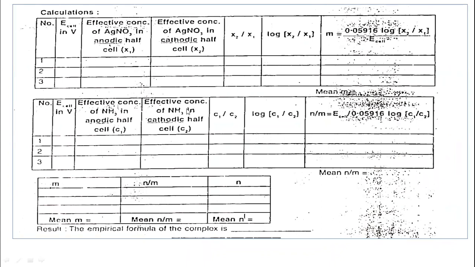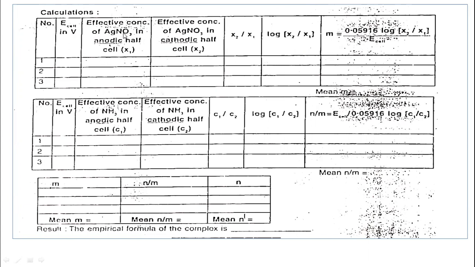So the observation table for set 1 will be this. Calculation of the EMF of the cell: we have to write the readings here. Effective concentration of the silver nitrate in the anodic cell, and effective concentration of the silver nitrate in the cathodic cell. So x1, x2, then x2 upon x1, log of x2 upon x1, and later on we have to put those values here. That is x1 and x2, it is nothing but the activity of the silver ion.